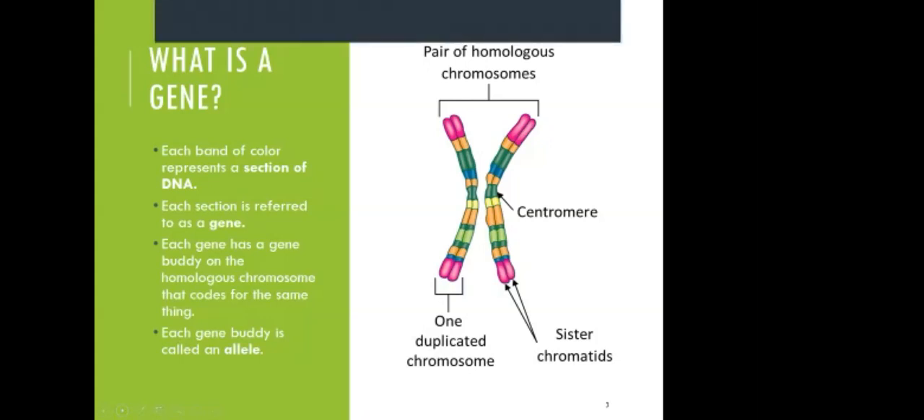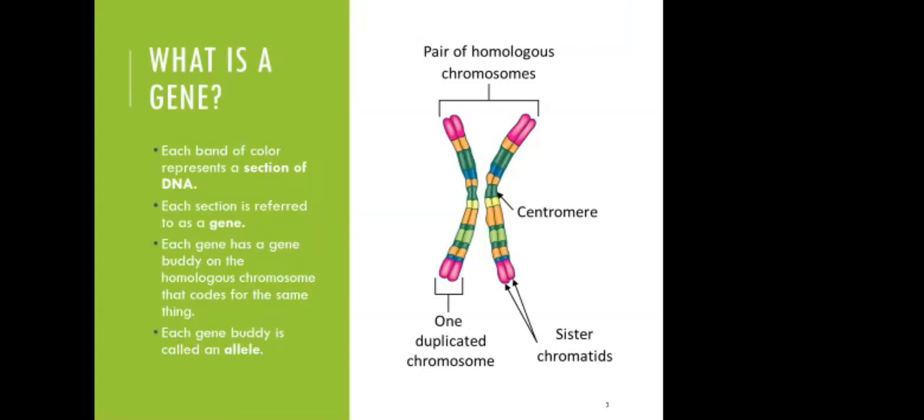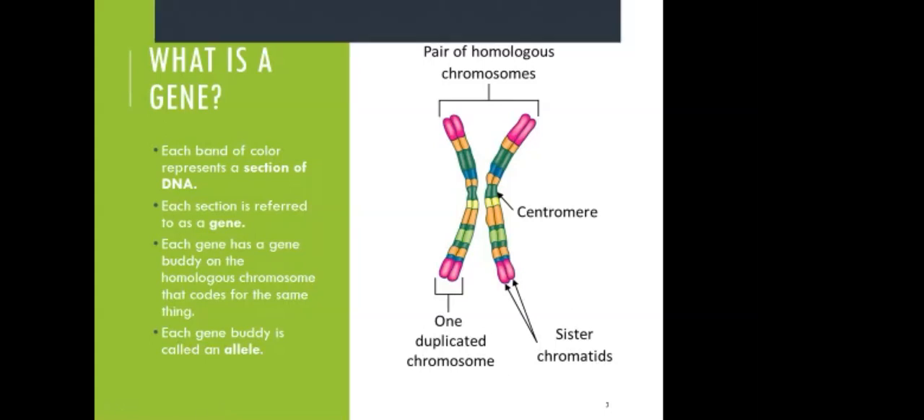So let's say, all right, here's freckles and here's freckles. Is that making sense so far? Yes. Great. Okay, so each of these gene buddies is called an allele. Here's an allele, here's an allele, here's an allele. They code for the same thing. So if you have freckles on one of these chromosomes, you'll have a freckle gene on the other chromosome. Those are called alleles. Alleles are just our gene buddies. They are gene friends.